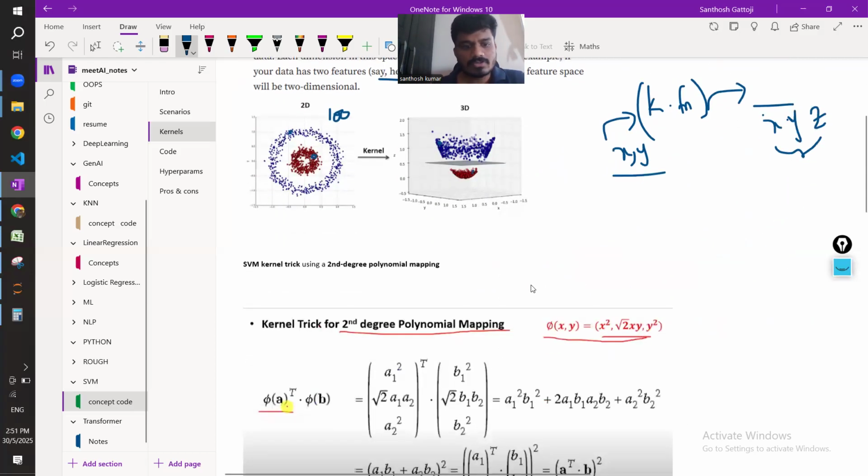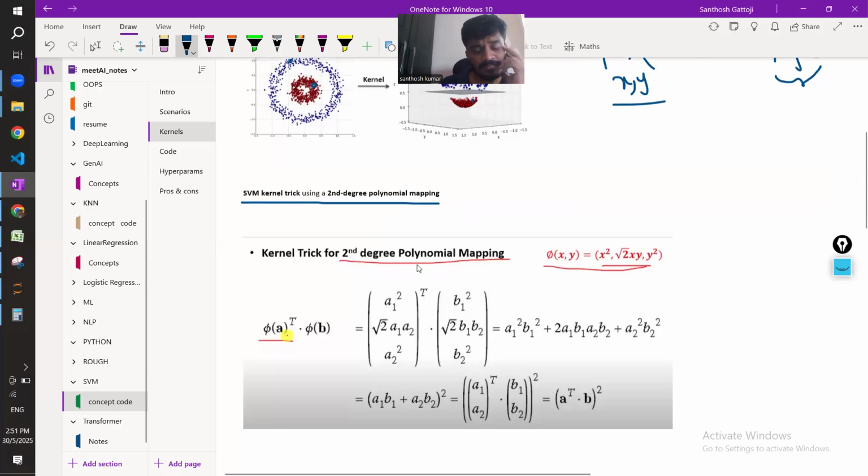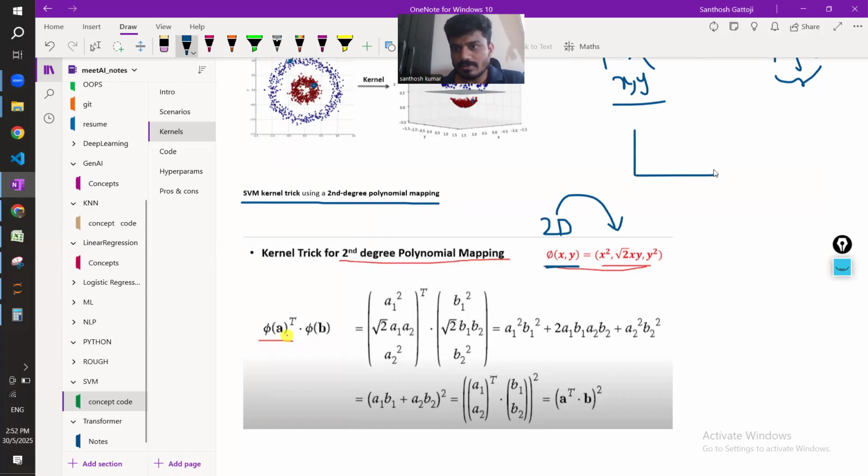So we'll see one example: SVM with second degree polynomial mapping. Over here, we have a point with some function, the equation of a plane, f of x comma y, which is in 2D. Now if you apply some kernel, its corresponding points in 3D are these. So, for example, you have a normal plane, x-axis, y-axis, and you have some 2 comma 3 point.